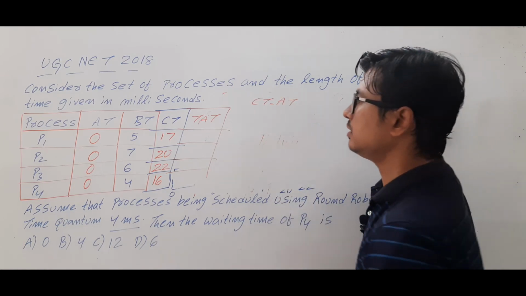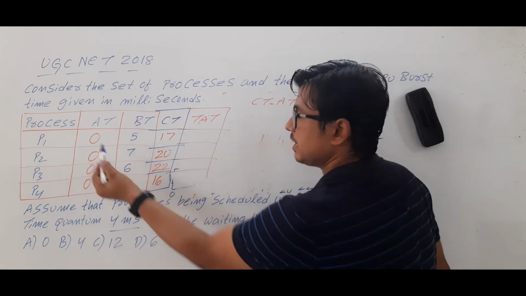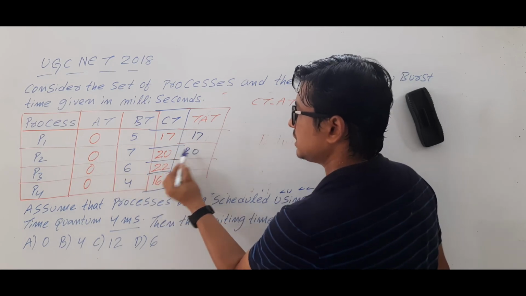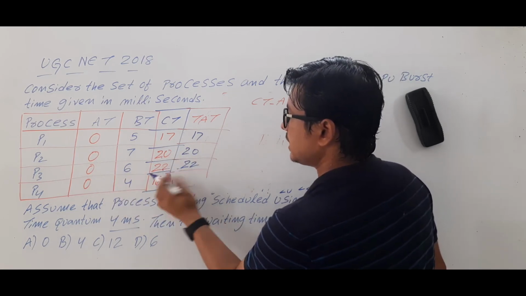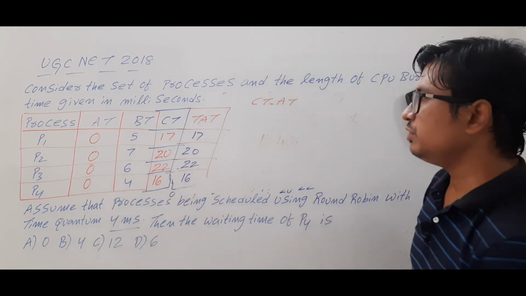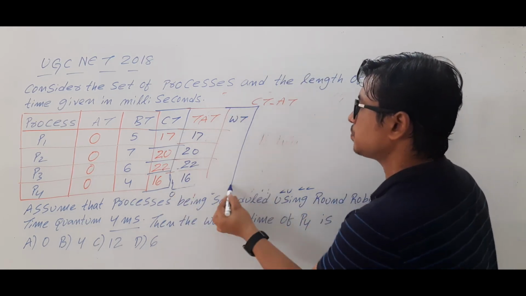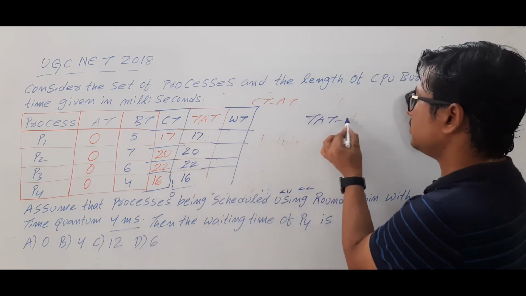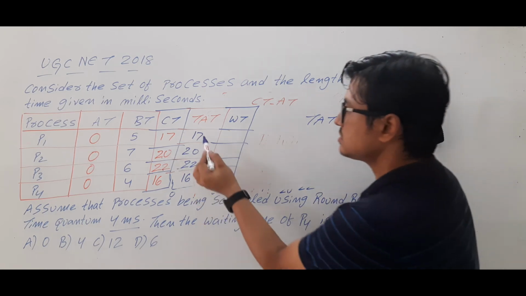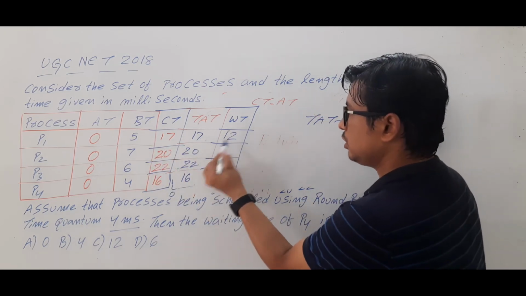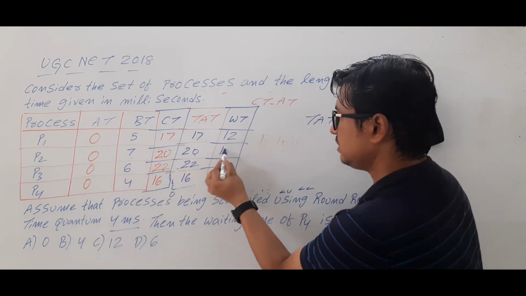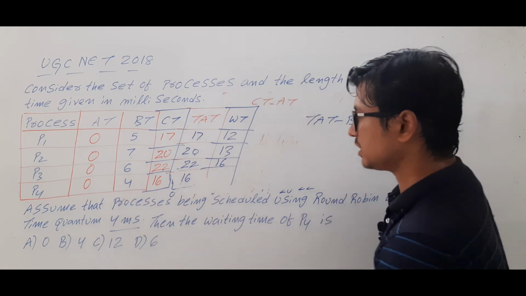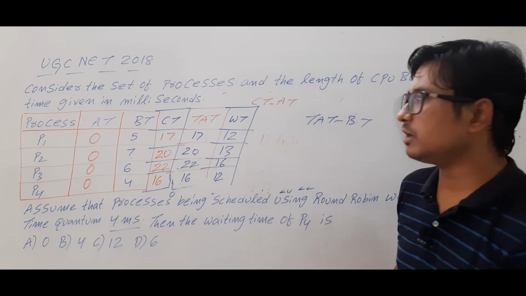Now look here. Completion time is 17 milliseconds and arrival time is 0 milliseconds. So 17 minus 0 is 17, 20 minus 0 is 20, 22 minus 0 is 22, and 16 minus 0 is 16. Now we need to compute the waiting time of each process. Waiting time is equal to turnaround time minus burst time. So 17 minus 5 is 12, 20 minus 7 is 13, 22 minus 6 is 16, 16 minus 4 is 12. So we got the waiting time of each process.